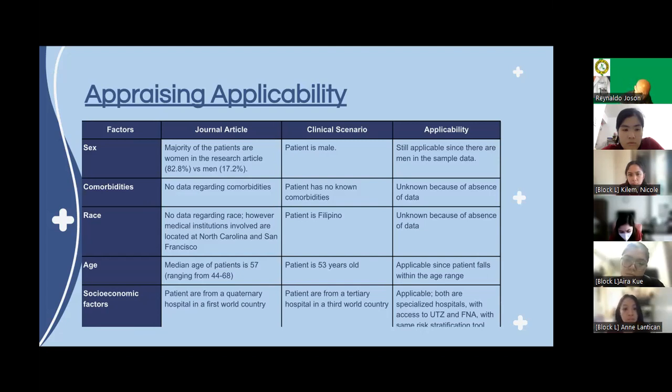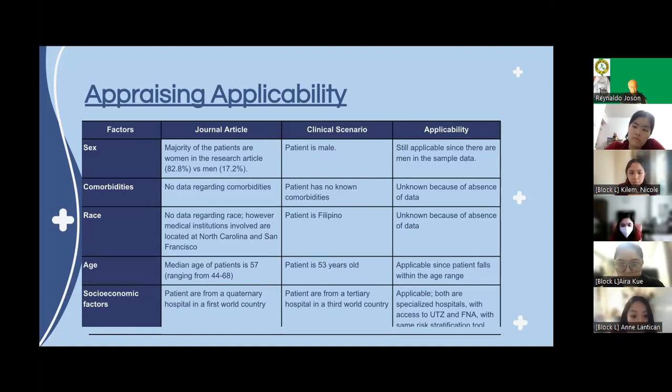The next would be age. The median age of the patients is 57, ranging from 44 to 68, and our patient is 53 years old. So yes, this is applicable given that the age of the patient is within that range. And lastly, the socioeconomic factors. It was indicated in the journal that the patients are from a quaternary hospital in a first world country, and our patient is in a tertiary hospital po in a third world country. So we think po this is still applicable since both hospitals are specialized hospitals with access to ultrasound as well as fine needle aspiration biopsy, as well as specialists who are knowledgeable about interpreting such results po. So overall, in appraising applicability, we think this journal is still applicable for our clinical patient given the following findings po.